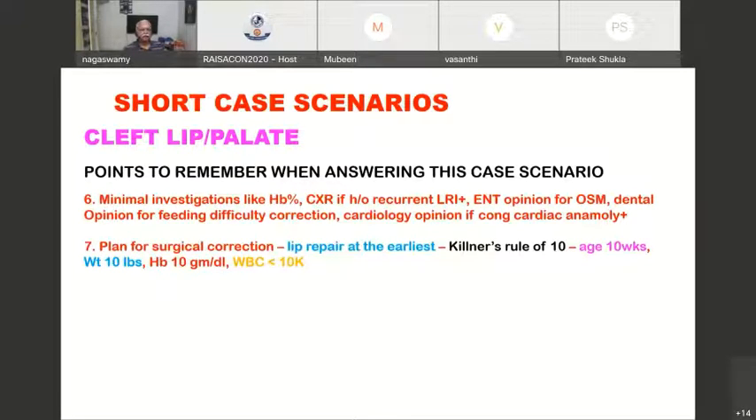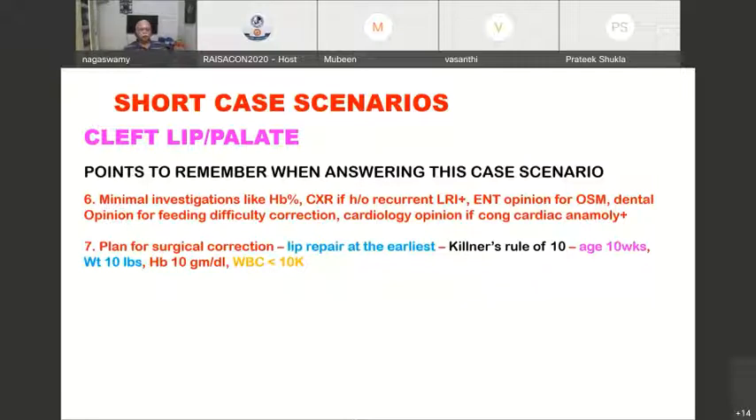Then the plan for surgical correction should be, lip should be repaired at the earliest, because lip starts growing faster and the gap will become wider and wider if you wait for too long a period. And the primary reason is, you want to correct the lip and make the baby suckle at mother's feed so that the growth will be normal, and the immunity point of it is much better if the baby takes mother's milk compared to the market foods.